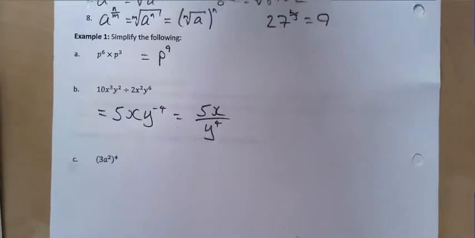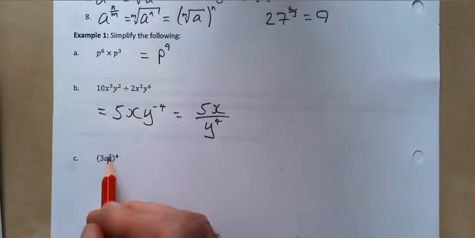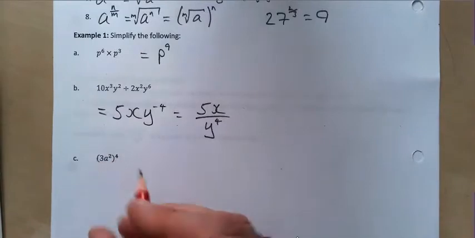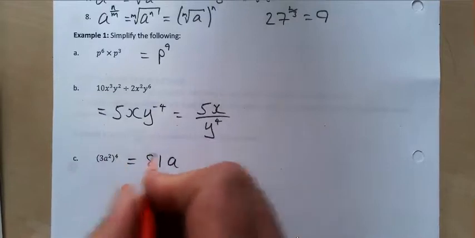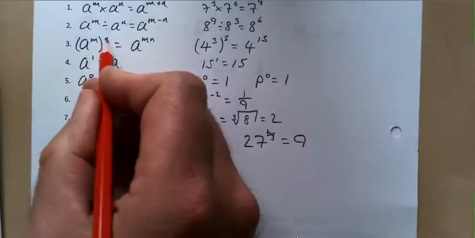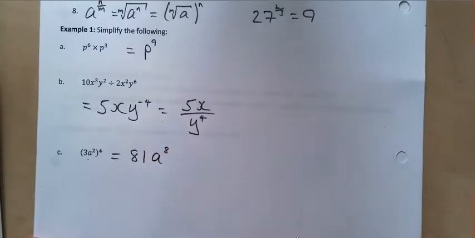Okay, part C, 3a squared all to the power of 4. We need to raise this to the power of 4, but also this to the power of 4. So 3 to the power of 4 is going to give me 81. And then it's a, and this is like our third rule up here where we multiply our two powers. So the 2 times the 4 is going to give me an 8.